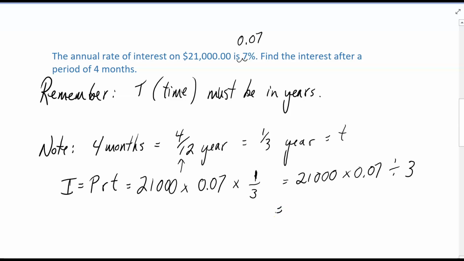So we're going to round to 2 decimal places since this is money. So I'm putting in $21,000 times 0.07 divided by 3. I get $490. This is the interest charged on $21,000 at 7% after 4 months. Another one that's pretty high.